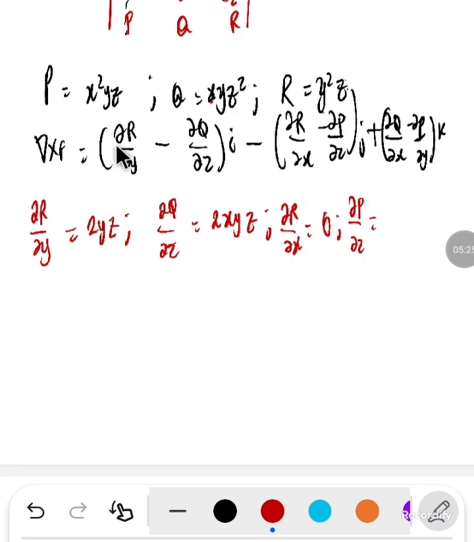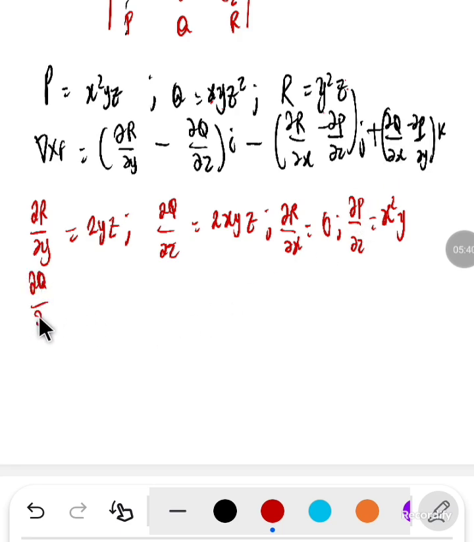The next is the dp/dz. P is x to the second power y multiplied by z. That is, you have to differentiate this with respect to z. Then if you do that, we have x to the second power multiplied by y. And the next one is the dq/dx.